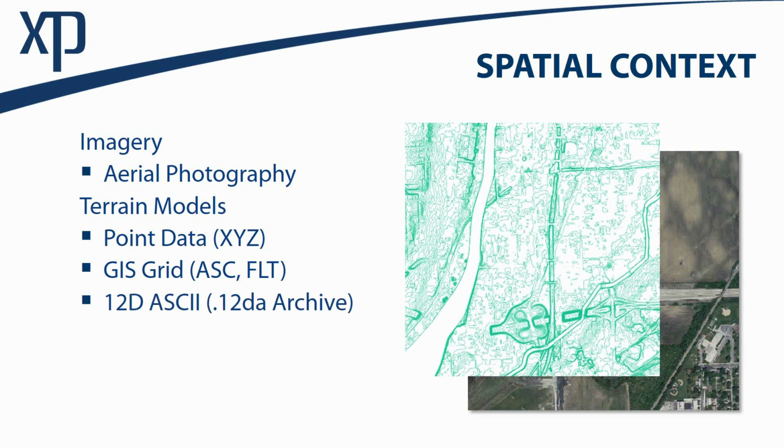We also consume a file format called 12D. It's an ASCII file format, supposedly human readable if you know how to decode it. But it is the export from 12D, which is an Australian company, and it's much more common in Australia. But I've seen it here in the U.S. I've seen it in other places around the world. But we can actually import that 12D archive.